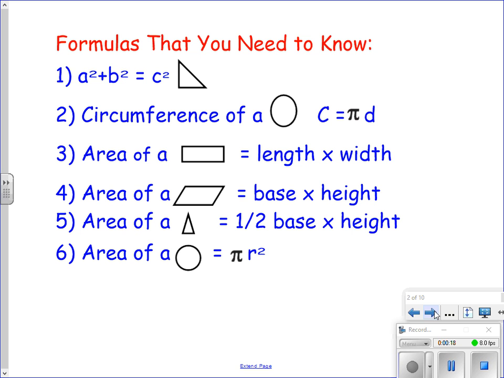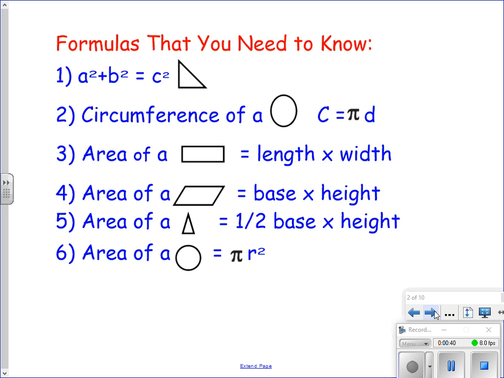Before we go on and do a quick review, these are the formulas that you're going to need to know. Typically, you would have to memorize these because you wouldn't have access to them. But luckily for you, you are at home, so you will have access to these formulas to help you solve the unit test or the unit quiz that we're going to do this week.